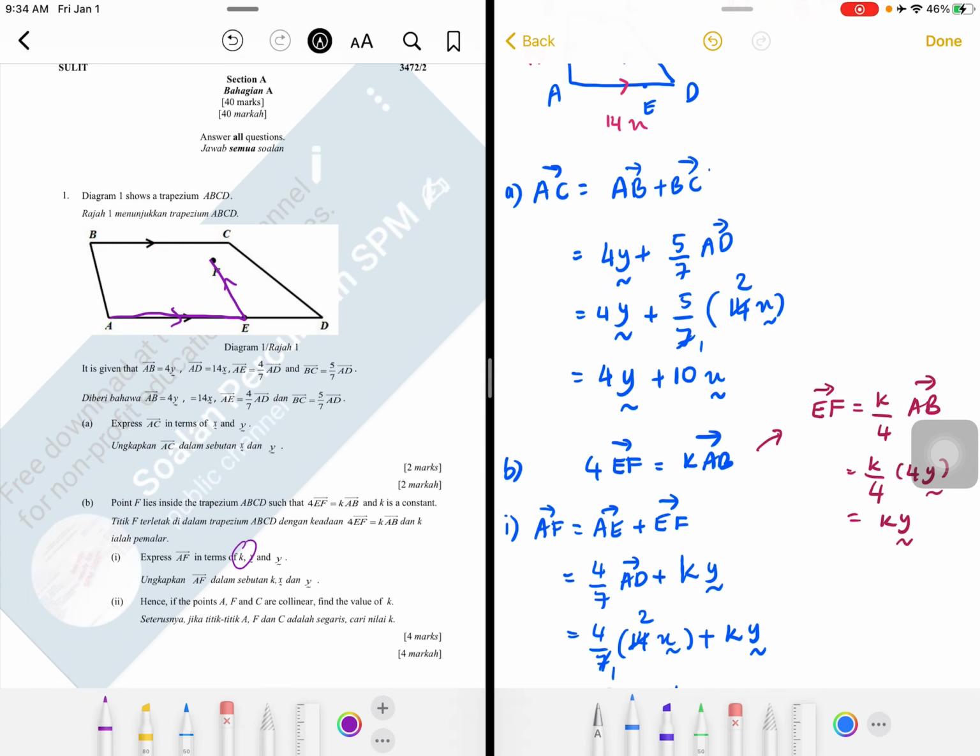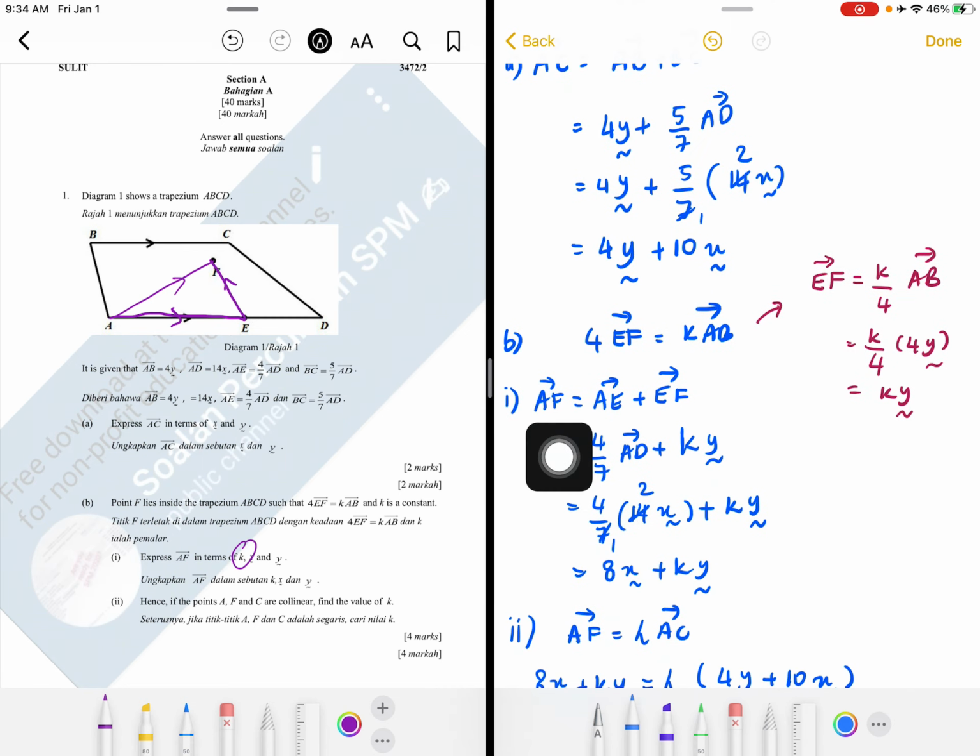Now AF. Remember that it's been given in the question that EF is equal to k over 4 AB. So I simplify this and only take EF. EF is equal to k over 4 AB. Now you know that your AB is equal to 4y, so I substitute AB equals 4y here. What I get is EF is actually equal to ky.